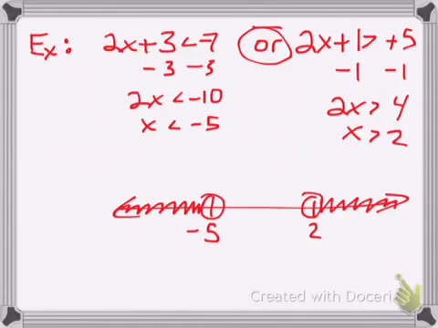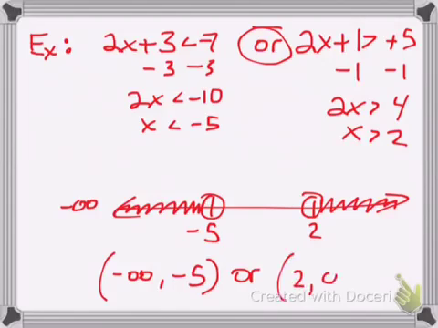So what would the interval on the left be? What number is way down here to the left? Negative infinity. So this interval would be negative infinity up to negative 5. Parentheses everywhere, right? Because the circles are open and the infinities are always there. And I'm going to use the word or here. The interval on the right goes from 2 to infinity.